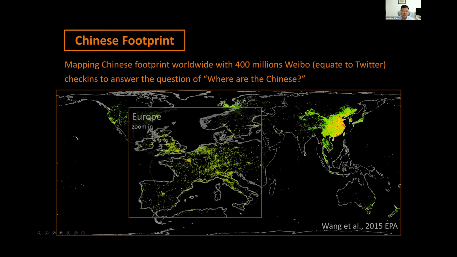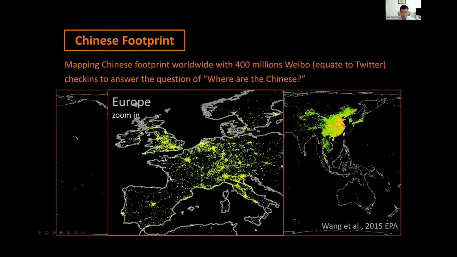If we zoom in to Europe, you can see we can find Chinese footprints all over Europe. Maybe some are tourists, or some are Chinese who stay there.